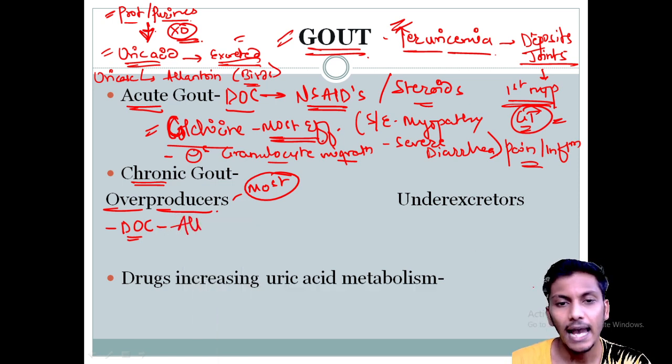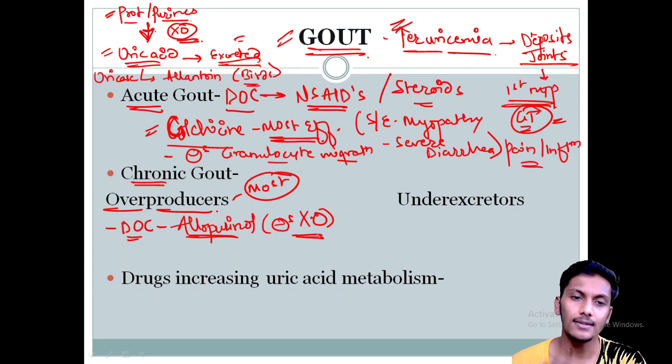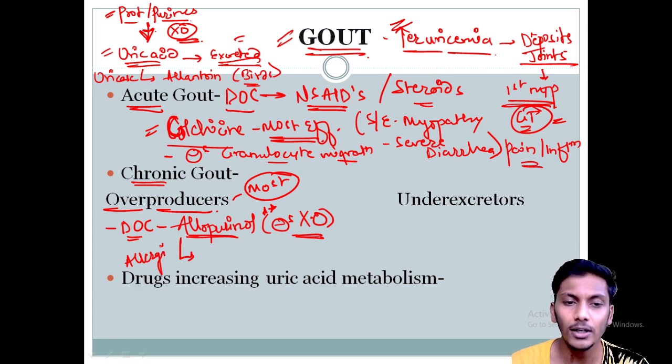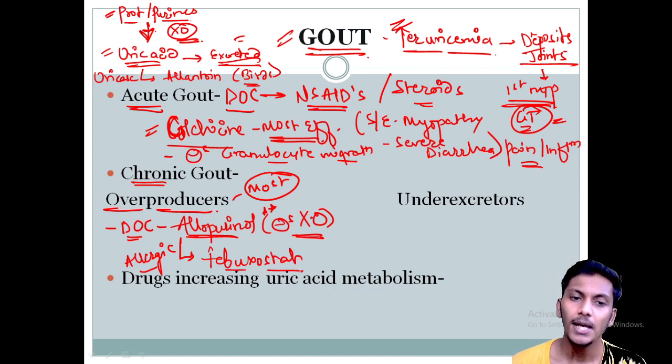The questions have been repetitively asked on this drug, allopurinol, an important drug. Please remember, allopurinol inhibits xanthine oxidase enzyme. The mechanism of action has been asked multiple times. Allopurinol is the drug of choice in chronic gout. But some individuals are allergic to allopurinol. In these cases, another drug can be used, febuxostat, which also inhibits xanthine oxidase. The mechanism of action is the same, but only in allergic patients do we use febuxostat.